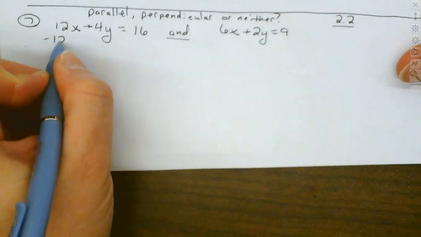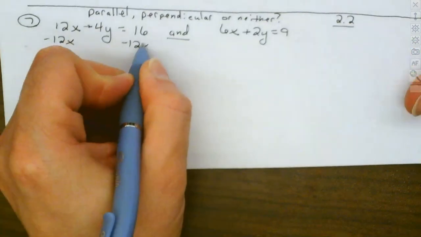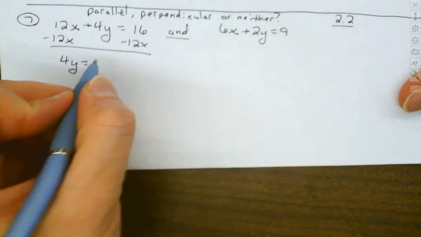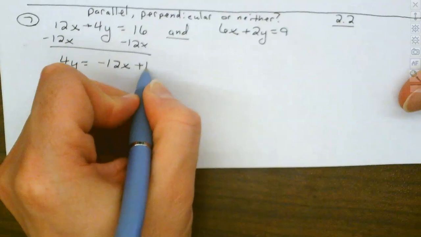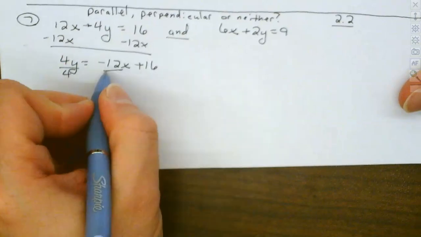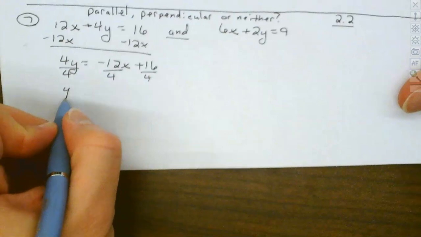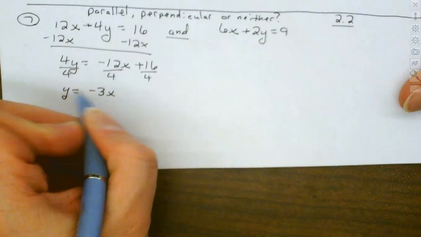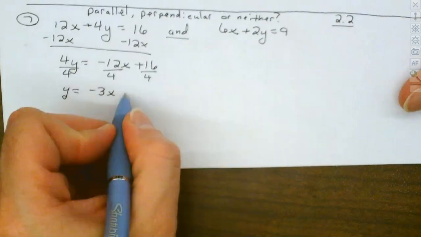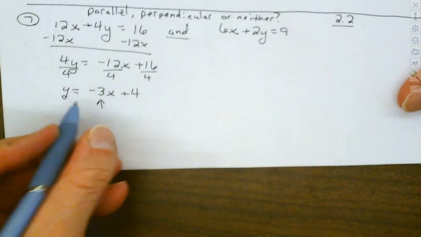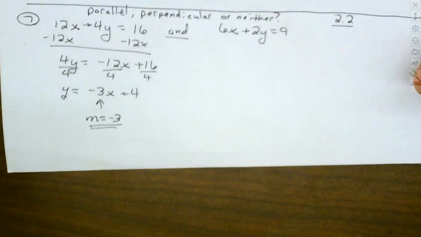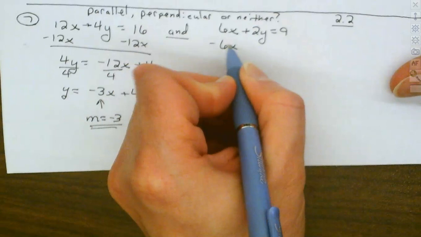So let's begin by moving that 12x over, and we'll do each side independently. Now we have 4y equals negative 12x plus 16. Then we'll divide by 4. Now we've got y equals negative 12 divided by 4, that's negative 3x, and 16 divided by 4 makes a positive 4. That negative 3 is your slope. So there's that one. Now we're going to take the other one and repeat the process.